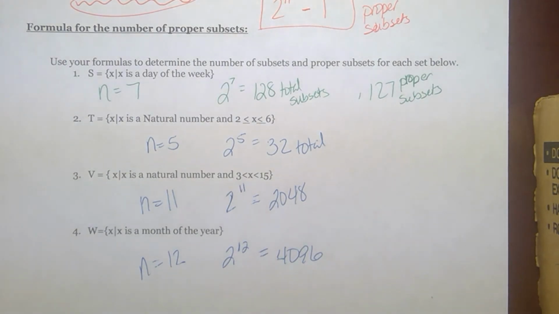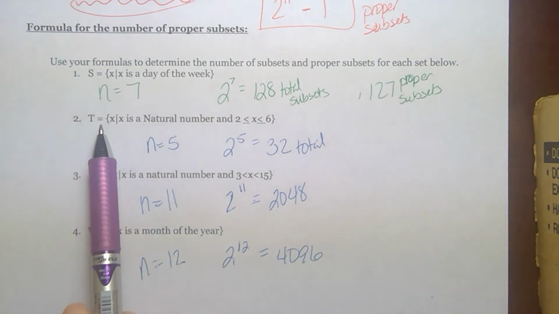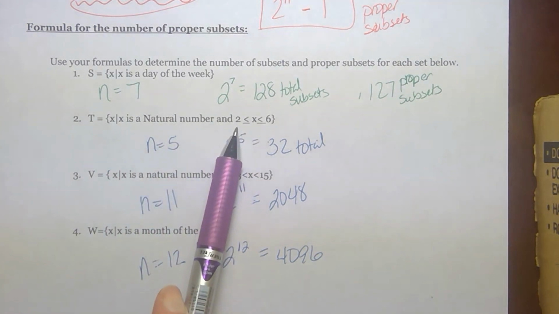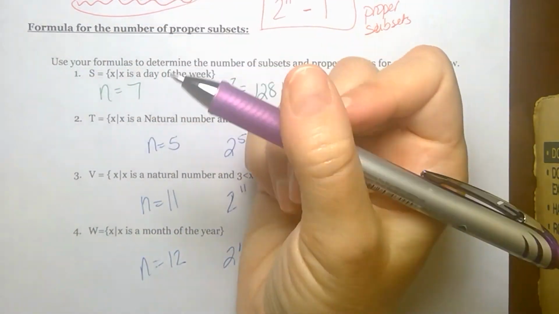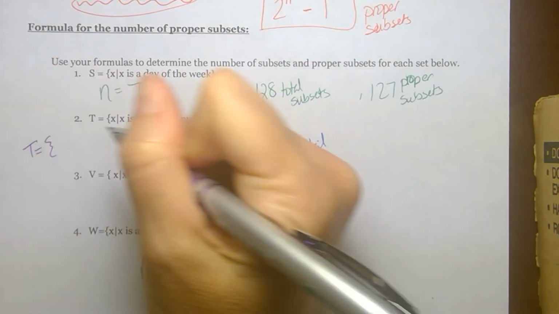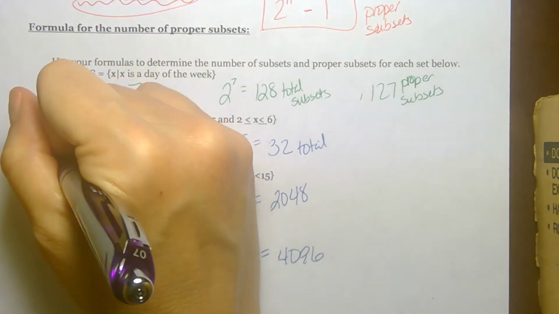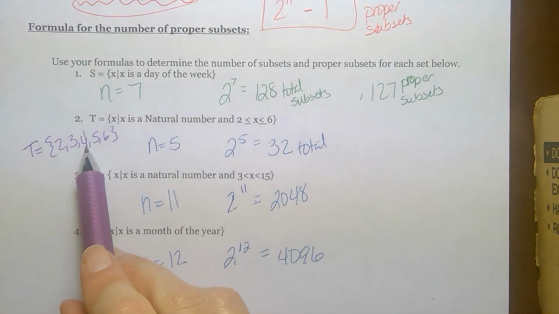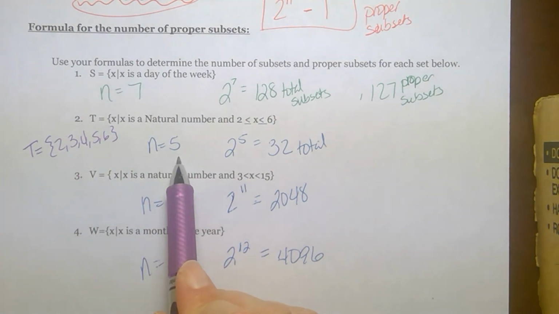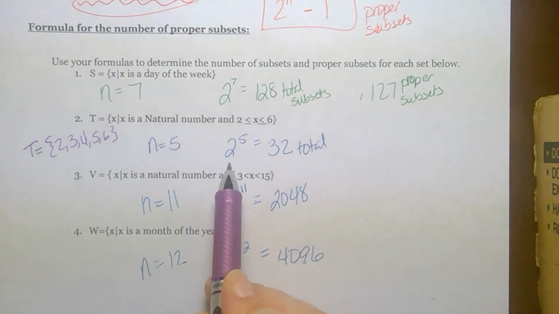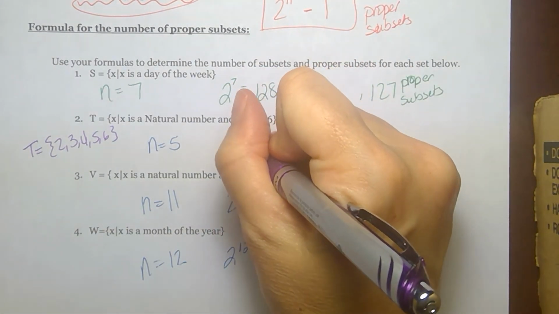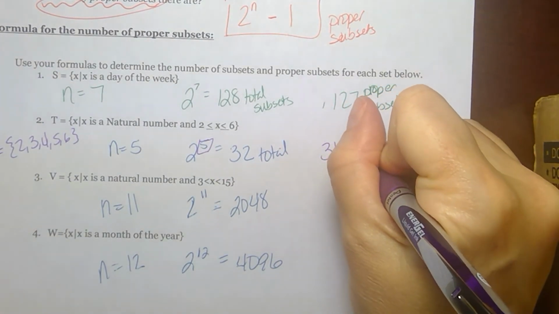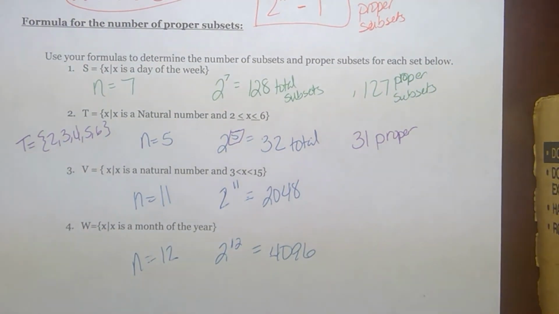Okay, let's come back and finish this. For set T, all elements x such that x is a natural number and x is greater than or equal to 2, less than or equal to 6. So if I list the roster form for T, I go from 2 to 6. 2 is my starting place, 6 is my stopping place. I have 1, 2, 3, 4, 5 elements. So the cardinal number is 5. To figure out how many total subsets, I do 2 to the 5th because that's n, and I get 32 total subsets, which means there are 31 proper subsets for set T.